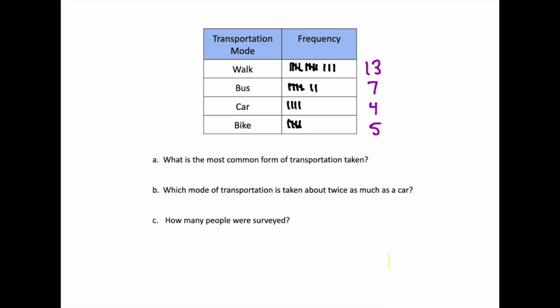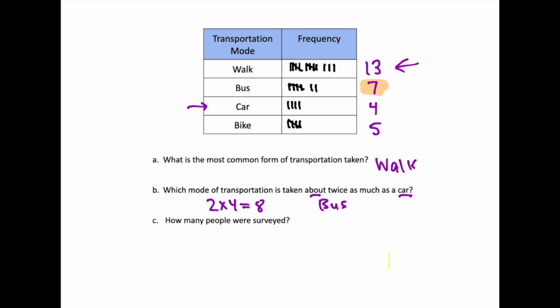The first question says, what is the most common form of transportation taken? We can see that more people chose to walk. The next question says, what mode of transportation is taken about twice as much as a car? Well, a car is 4. The keyword here is about. 2 times 4 is 8. Which one is about 8? The buses. So we can say it's the bus.